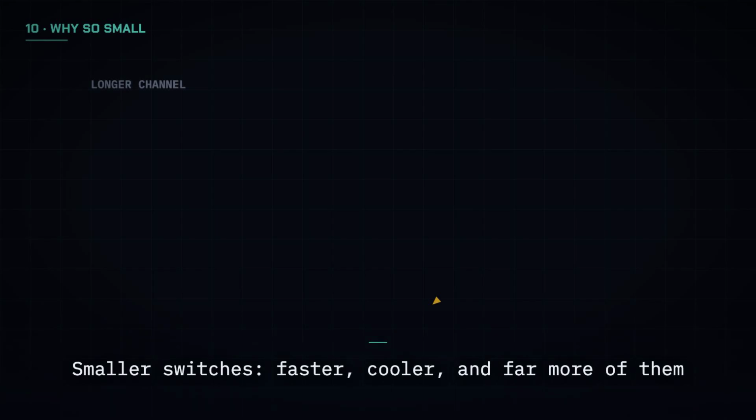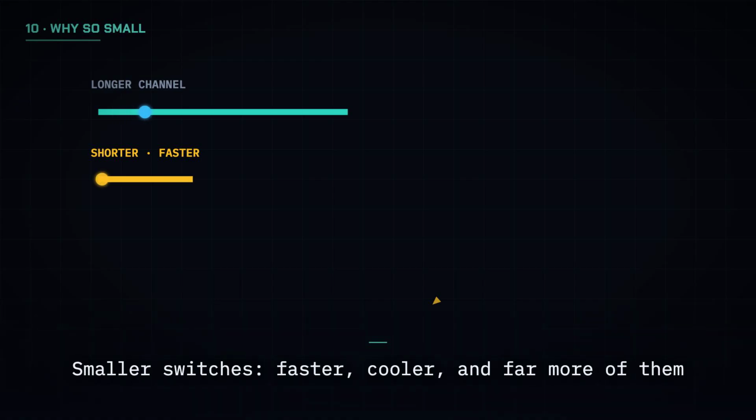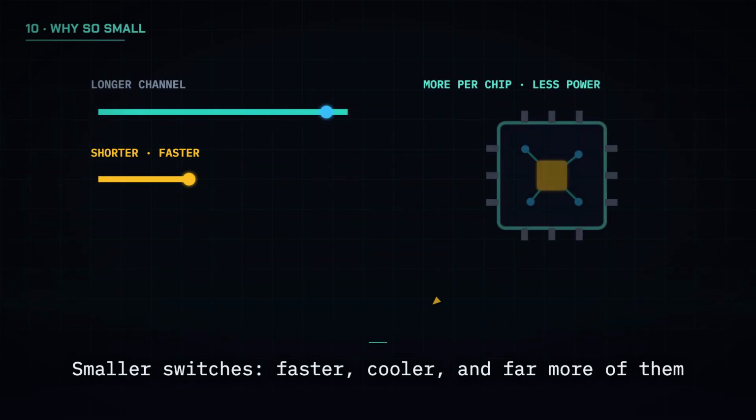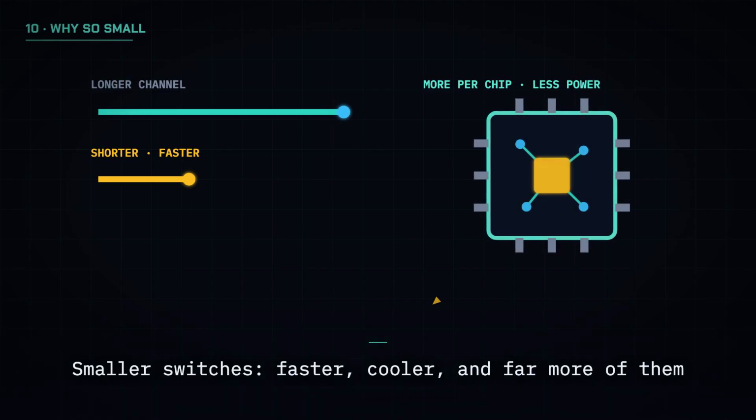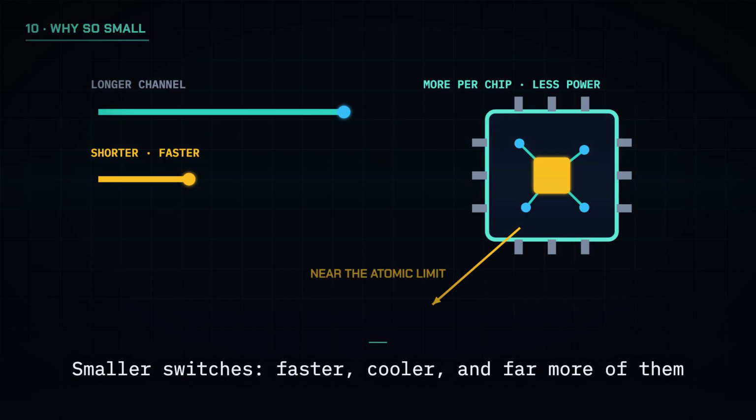And the smaller we make them, the better they get. A shorter channel means electrons cross it faster, so the switch flips quicker. A tinier transistor draws less power and lets more of them fit in the same space. This is the race that has driven computing for 60 years. Shrink the switch, double the count, and watch the whole machine grow brighter. We are now near the limits, building channels just a few dozen atoms wide, where the rules of physics push back.